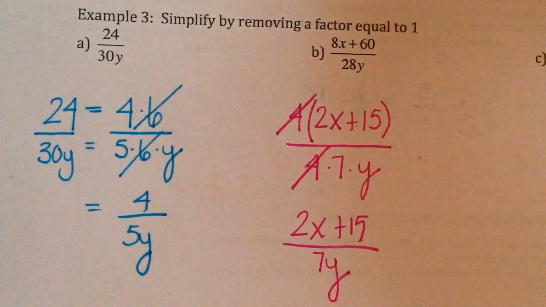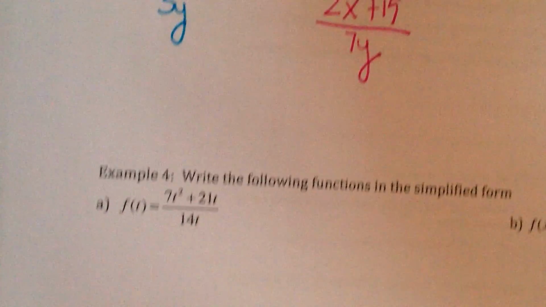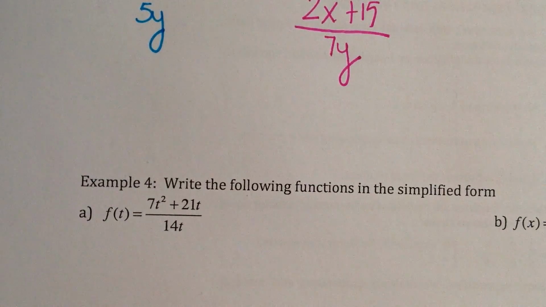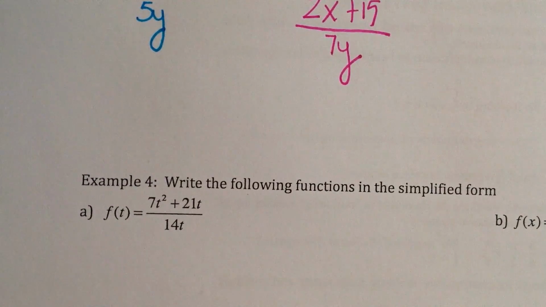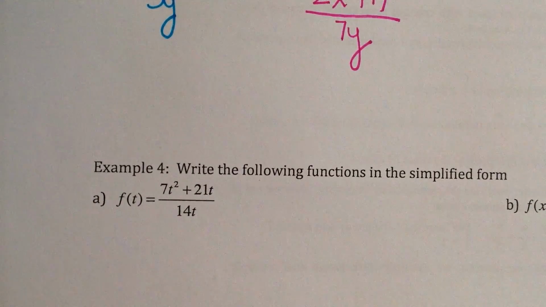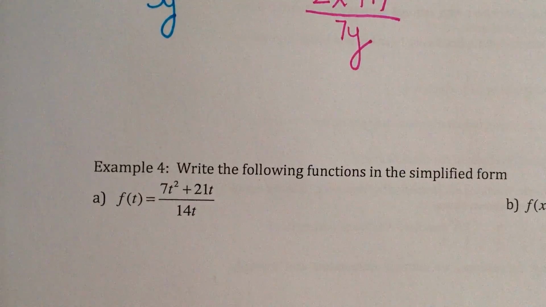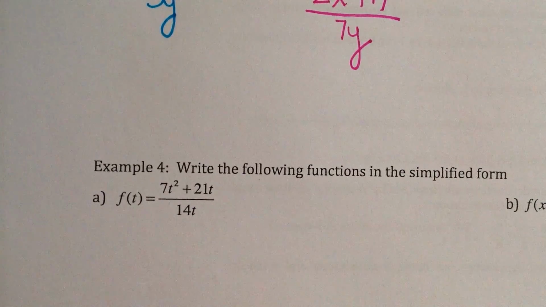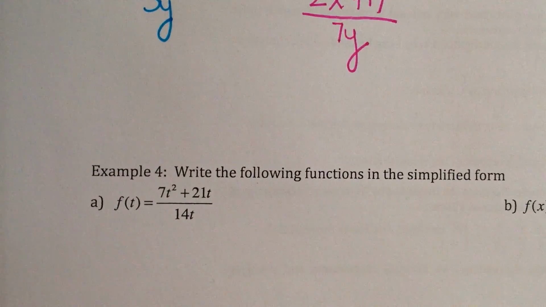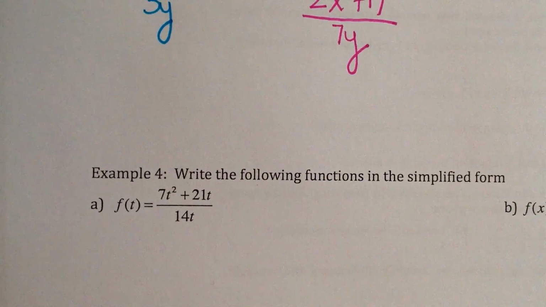Okay, so let's look at example number 4. Now we want to write the following expressions in a simplified form. So just like we've been practicing in chapter 5, you got to think factoring when it comes to rational expressions. The first thing that comes to factoring is, do I have any GCFs? Treat your numerator and your denominator as separate terms.